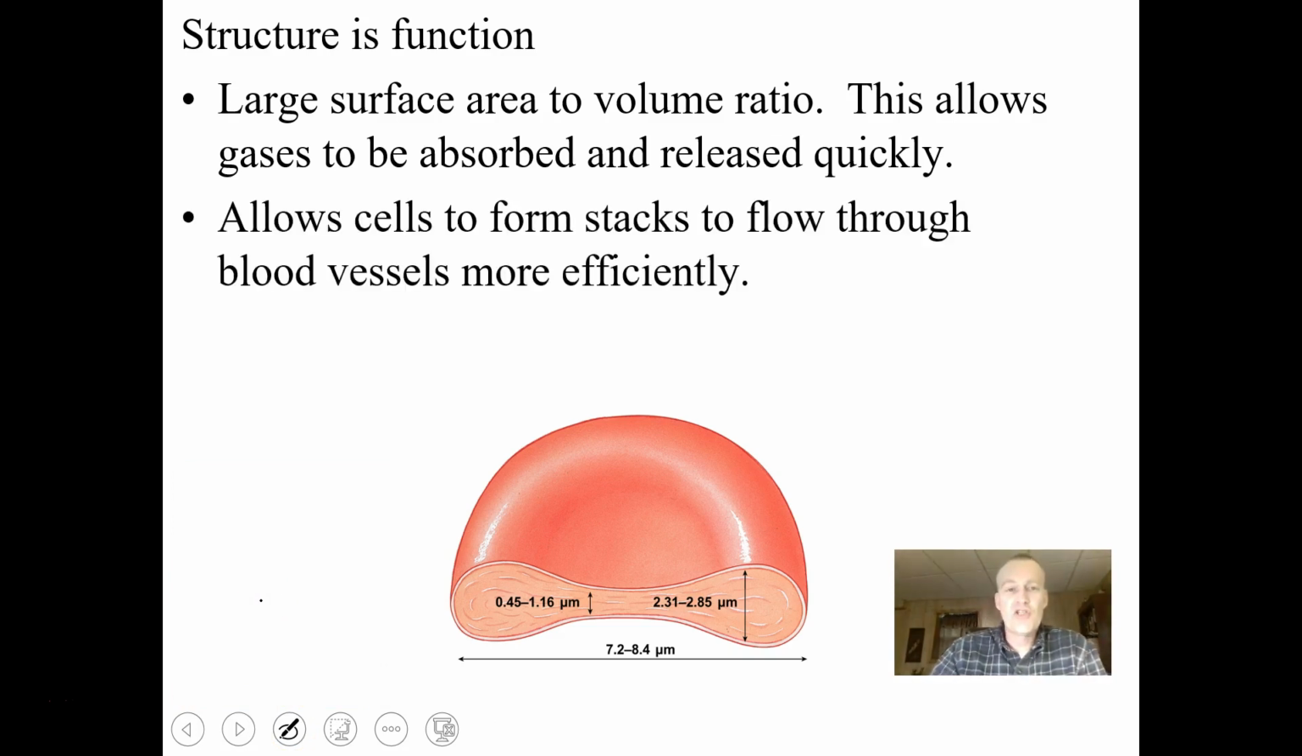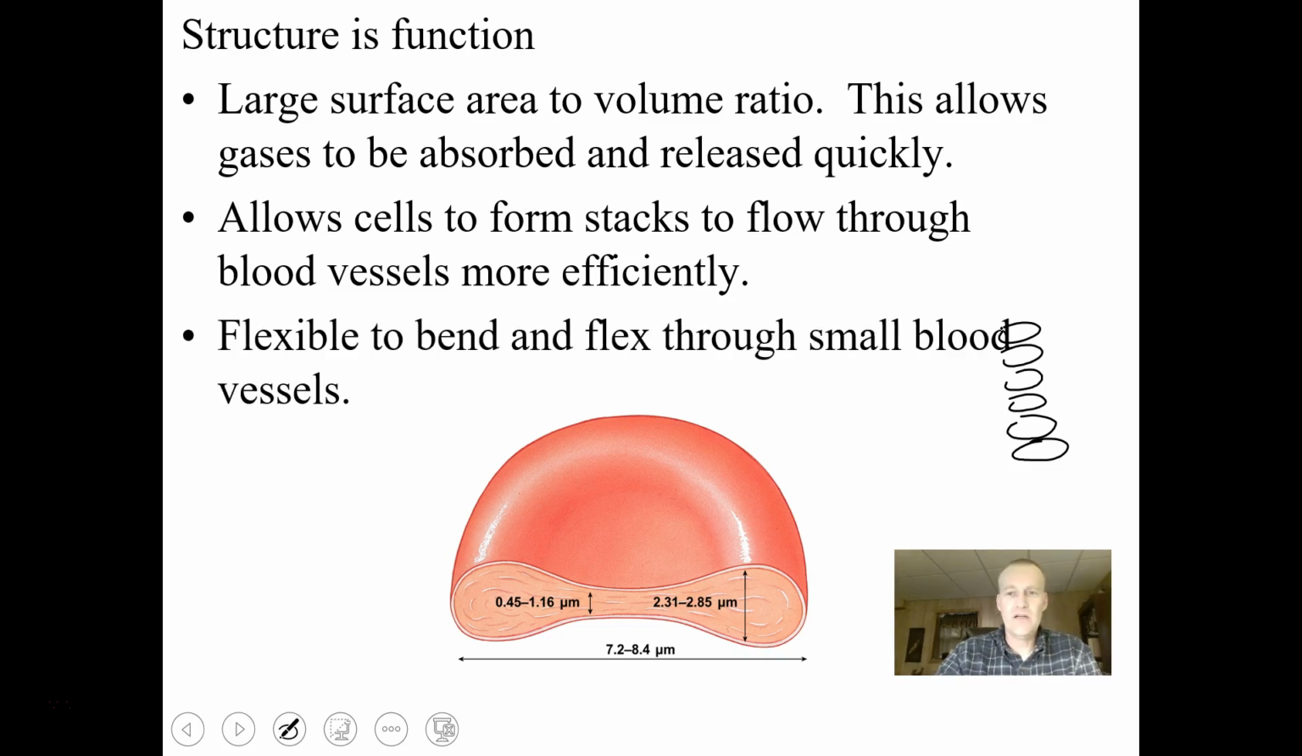The way that they're arranged also allows them to form stacks. Sometimes you'll see in blood, and I'll show you a picture of it in a little bit, red blood cells sit on top of one another and form stacks. That allows them to push very easily through blood vessels and be more efficient about going through them. And because of the structure, this red blood cell is very flexible. It's allowed to bend and flex so it can fit through the smallest of your blood vessels, called capillaries.